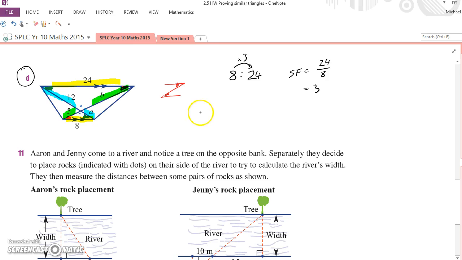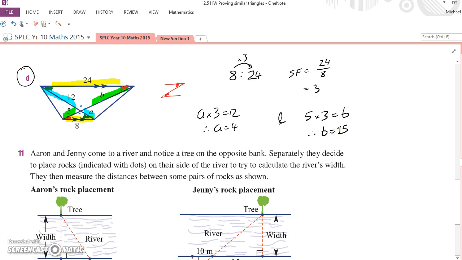If that's the case, A times 3 would equal 12. A is going to equal 4. And 5 times 3 is going to equal B. B equals 15. Not too bad.